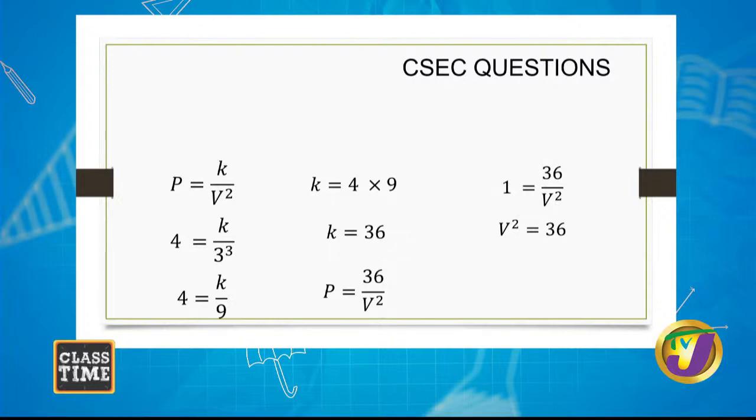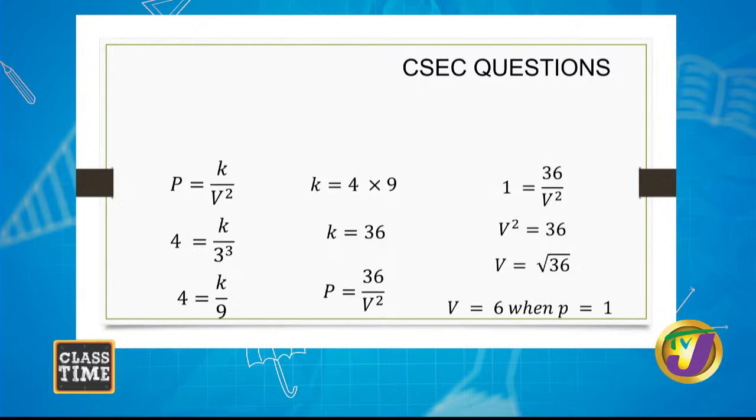How am I going to find V? Because they didn't ask me about V squared. Our bright students in TV land know exactly what to do. They're just going to find the square root of both sides. Right. So we find the square root of 36, and we see that V is equal to 6.